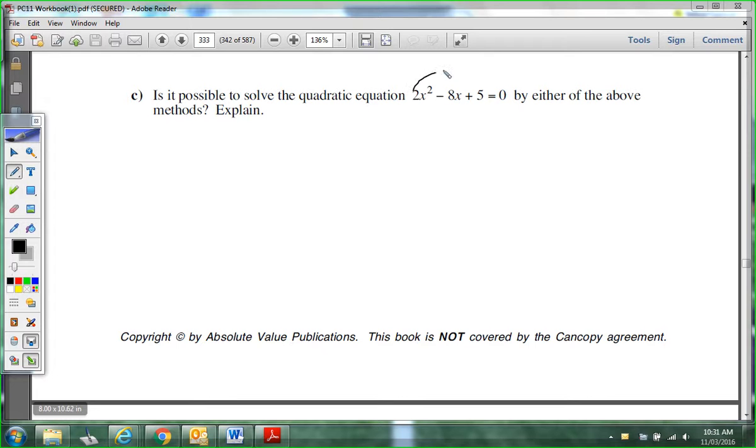If I try decomp, factors of 10, they get negative 8. Well, if you have factors of 10, you've got 10 and 1, 5 and 2. None of those work. 10 minus 1 is 9, 5 minus 2 is 3, 5 plus 2 is 7, 10 plus 1 is 11. I have no combinations of 8. So this right here is not factorable.